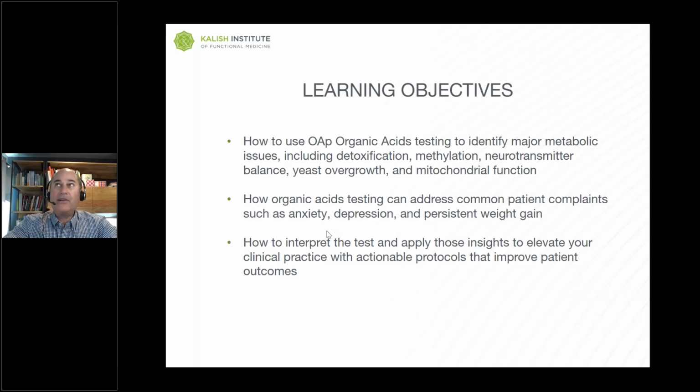I could not talk to a new patient now without having their organic acids test in front of me. It's the most vital and important information on the basics of cell physiology. And once you learn about the test, I think you will feel the same way too.